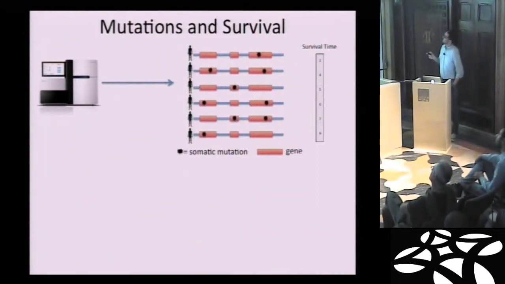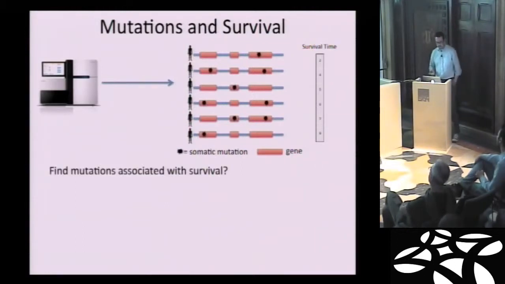So what I mean is that for all the patients for which we have measured mutations, we also have a survival time that in essence is the time to a specific event. It could be death for the patients, or recurrence for cancer, or other types of events. So our goal is to identify mutations that are associated with survival.